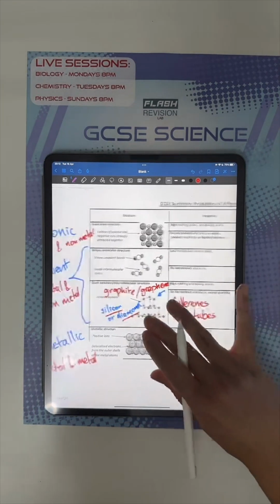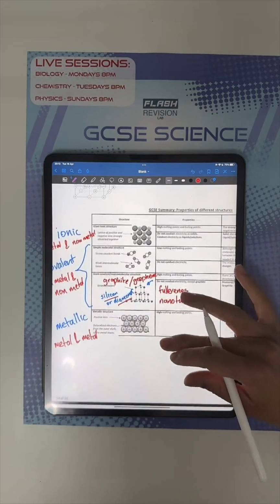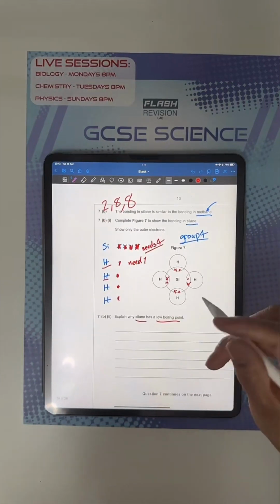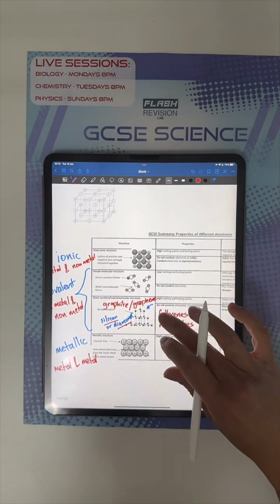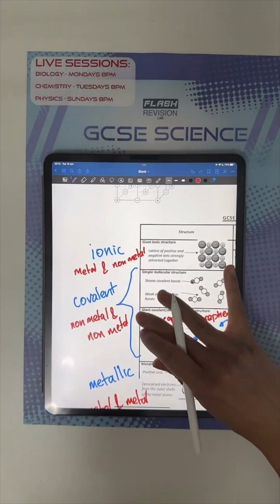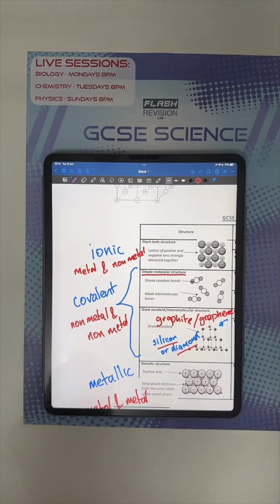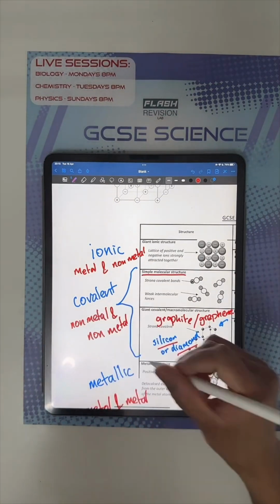Okay, so don't worry if you're confused. I'm hoping when we get down to the questions, it'll make more sense. Let's go back to the questions. Explain why silane has a low boiling point. Like I said, the first thing to figure out is which one does it fall under. We figured out it comes under simple molecular. Okay, so that's because it's a non-metal and a non-metal.